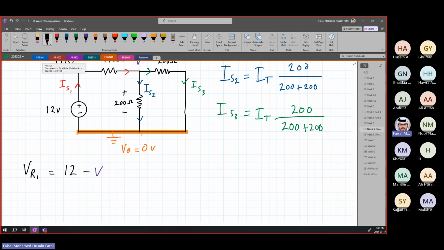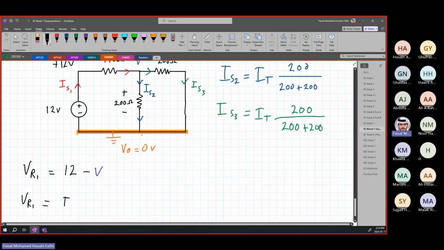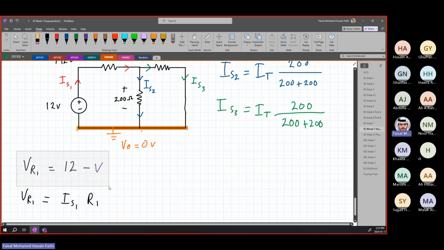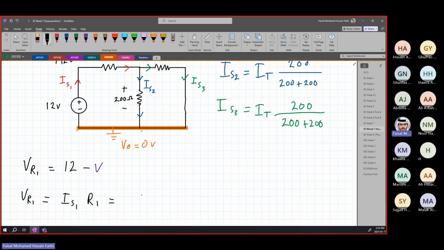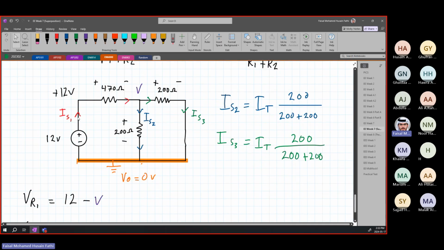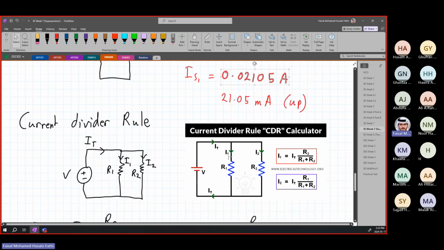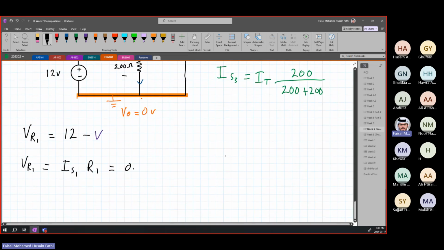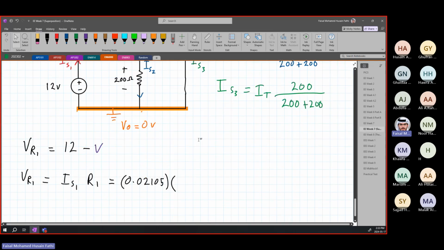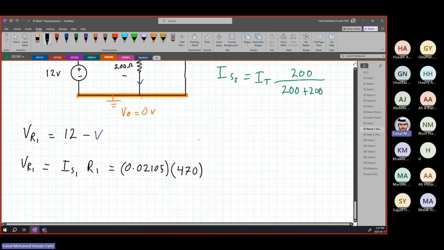Another equation, also VR1 is equal to IS1 times R1, Ohm's law. And then we can find VR1 here, and then we can find our node voltage using the VR1 equation from here. So IS1, we found it earlier, which was 21.05 milliamps. Of course, you're going to put it as amps when calculating. So it's 0.02105 times resistor 1, which is 470 ohms.